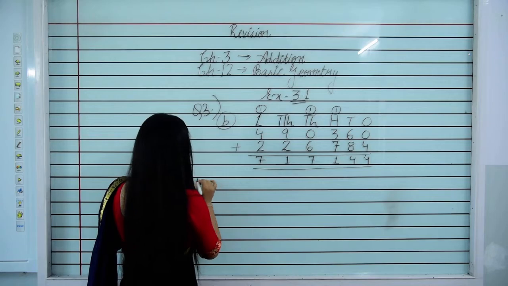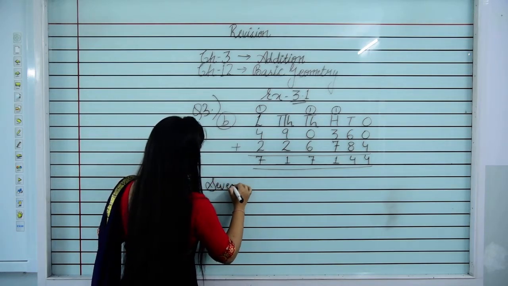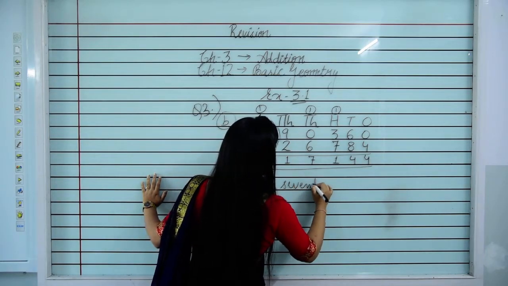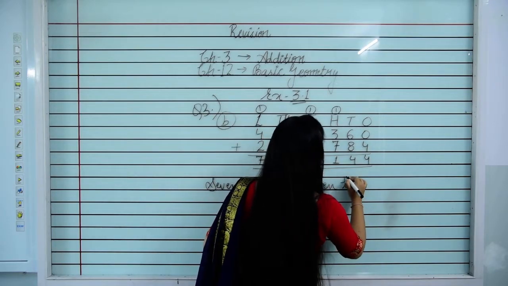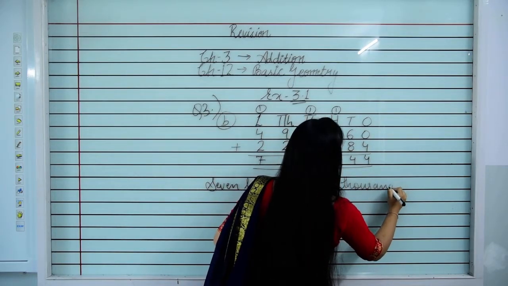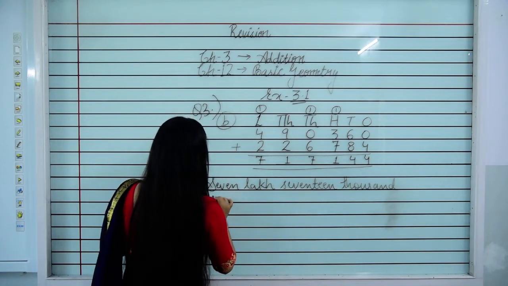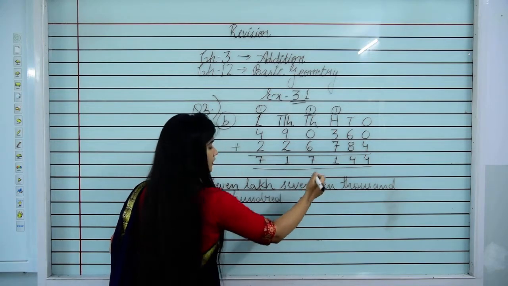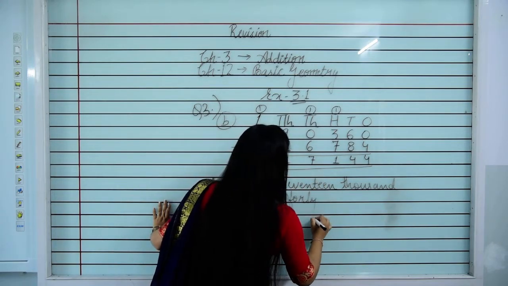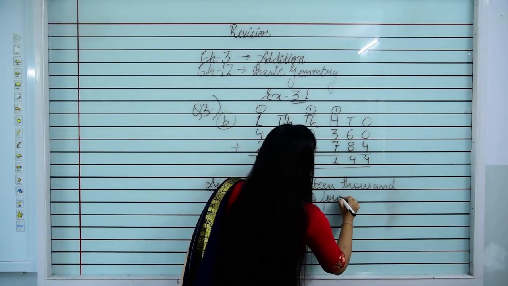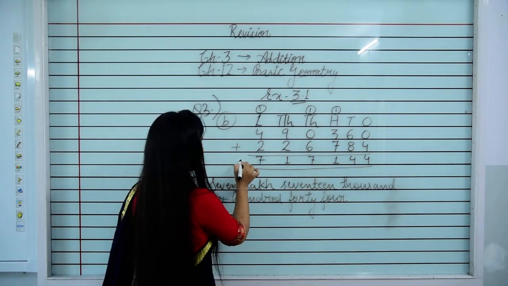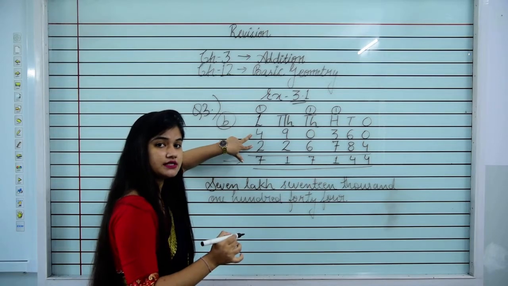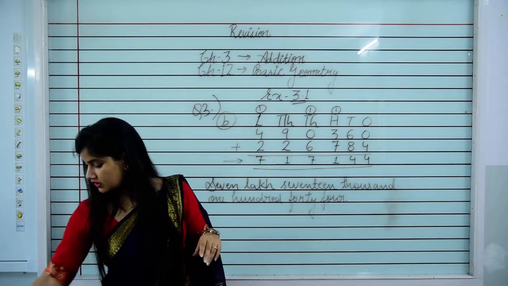So how can we say? 17,144. So this is the answer, or we can say this is the sum of these two numbers, and these two numbers are called addends. Understood, students? Now we move to the next topic, students.